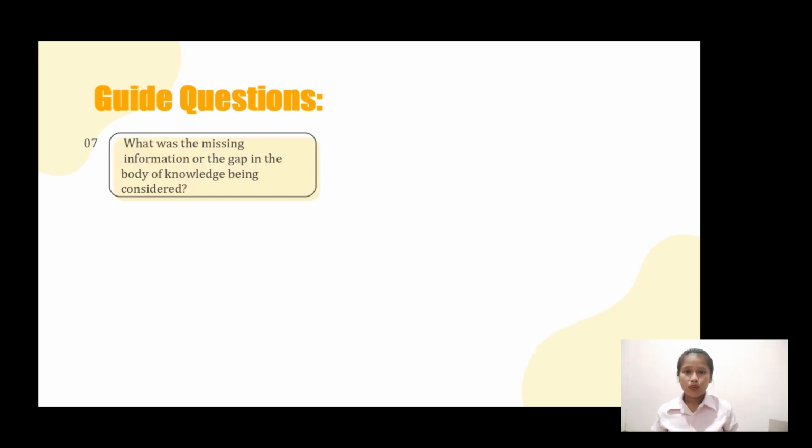What was the missing information or the gap in the body of knowledge being considered? Bale, kung unsa ang gap na gipresent sa study, this is also one of the main reasons why we review the different kinds of papers, to look for and identify gaps in order to have a deeper idea as to what the gap of our current study would be. We totally need to check other gaps that were considered in the previous papers.